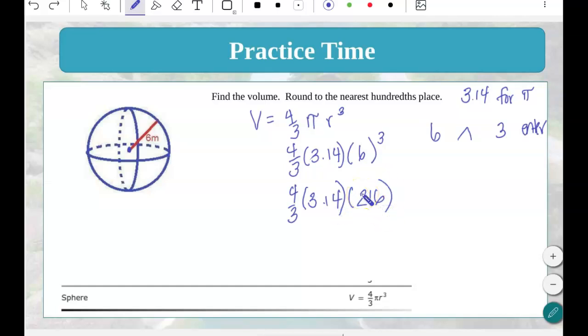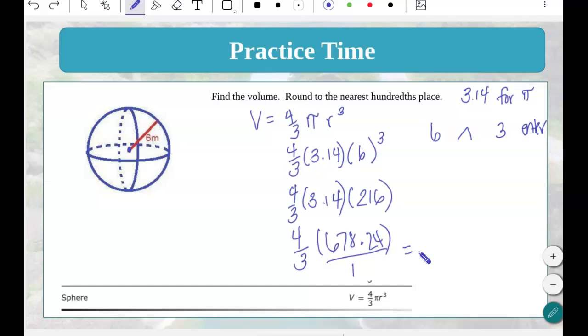All right, before we mess with the 4/3, let's go ahead and multiply 216 times 3.14, and it's 678.24. So this is like multiplying by fractions. We put a 1 underneath here. So you multiply by 4, divide by 3. Let's do the multiplying by 4 first. So you multiply 678.24 times the 4, using your calculator, of course.